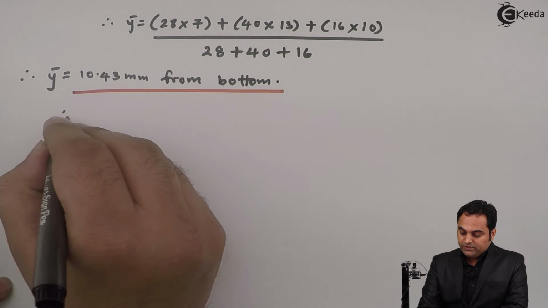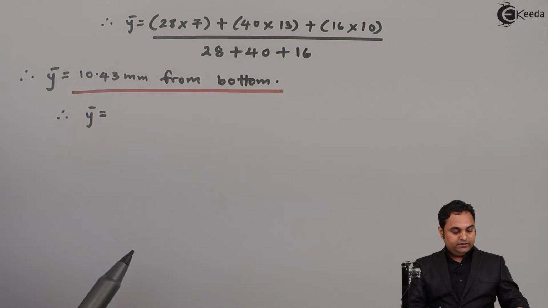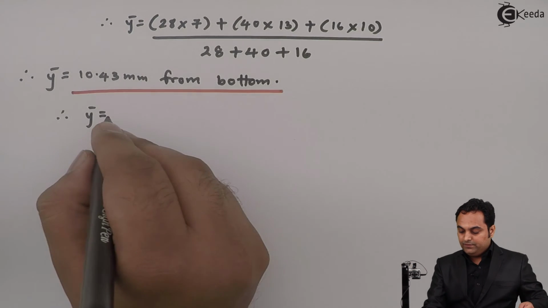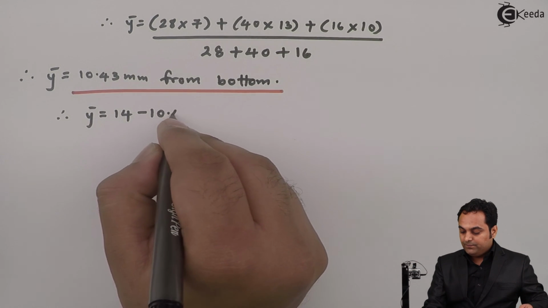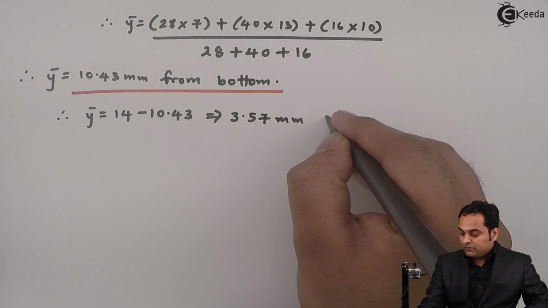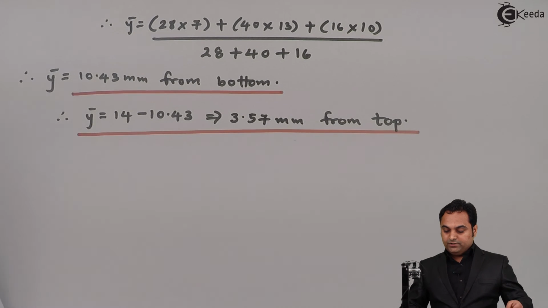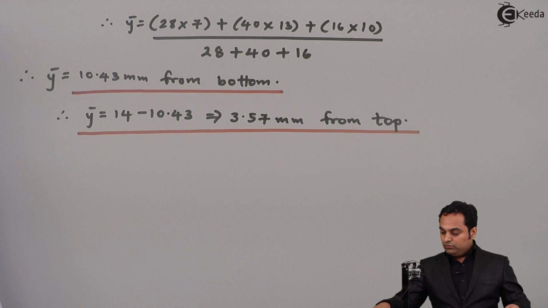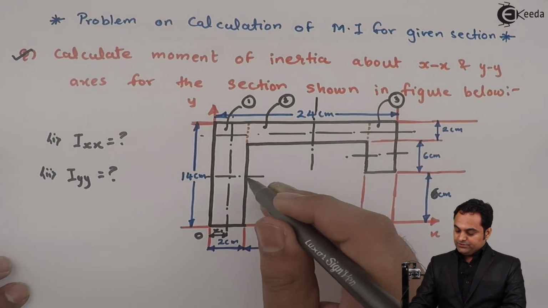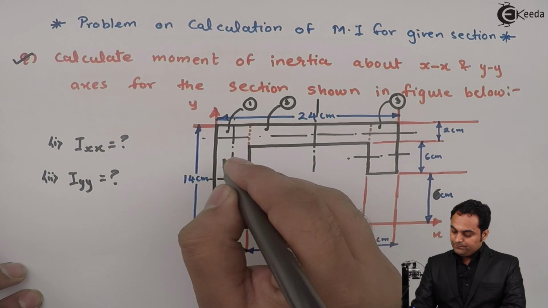Next, if I want to calculate the distance from top, because that is also required in the problem, since the total height is 14, from 14 I will subtract 10.43. Therefore y bar comes out to be 3.57 from top. So here, after finding y bar, we can locate it onto the diagram. Now y bar is 10.43 from bottom. Here this is 7, so 10.43 will be somewhere here.